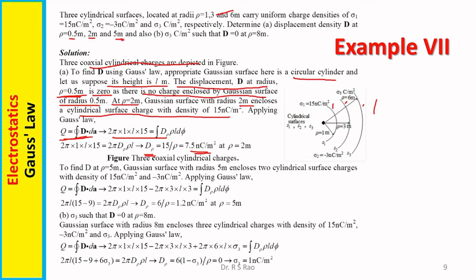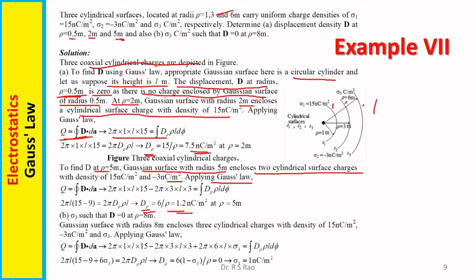To find D at rho equal to 5 meter, a Gaussian surface with radius 5 meters has to be considered. Now it encloses two cylindrical surface charges with densities 15 nanocoulombs per meter square and minus 3 nanocoulombs per meter square. Applying Gauss law and a little bit of simplification results in D rho equal to 1.2 nanocoulomb per meter square. Note that D is a vector. In the present case, D is entirely in the radial direction, rho direction. So D equal to D rho. Strictly speaking, vector D equal to D rho rho cap.